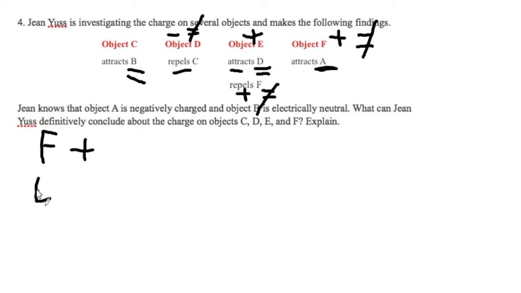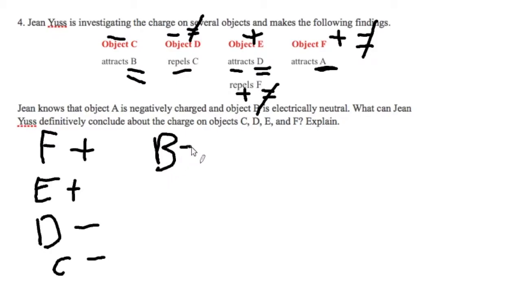So now we know that object E is positive and object D is negative and object C is negative. So now we have object C being negative and object B being neutral, which is given. Oh, and also we were given that A is negatively charged. So now we have concluded what the charges are for these four charges.